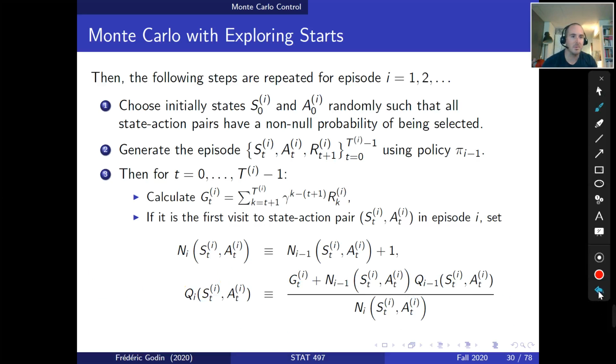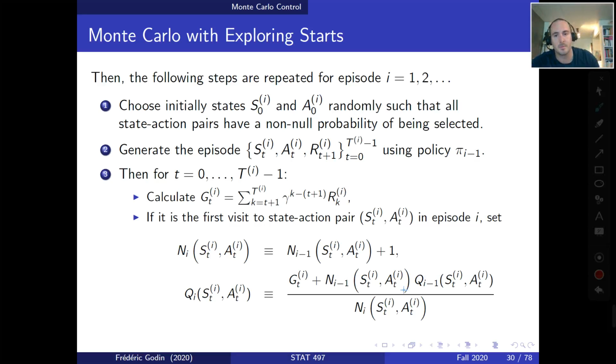So that's it. This is how the textbook at least proposes to try to find the optimal policy of a Markov decision process based on a Monte-Carlo algorithm relying on exploring starts.